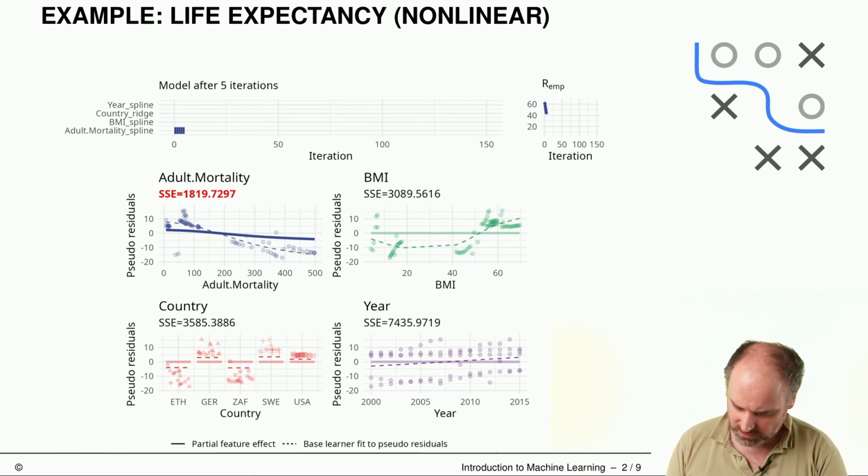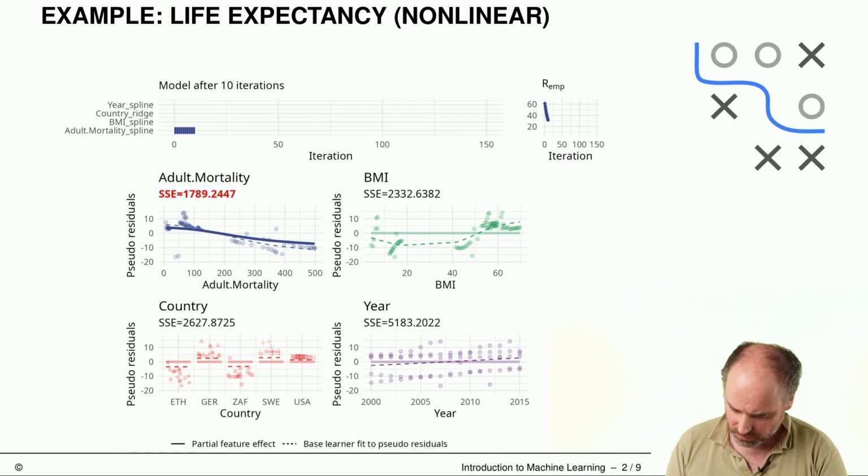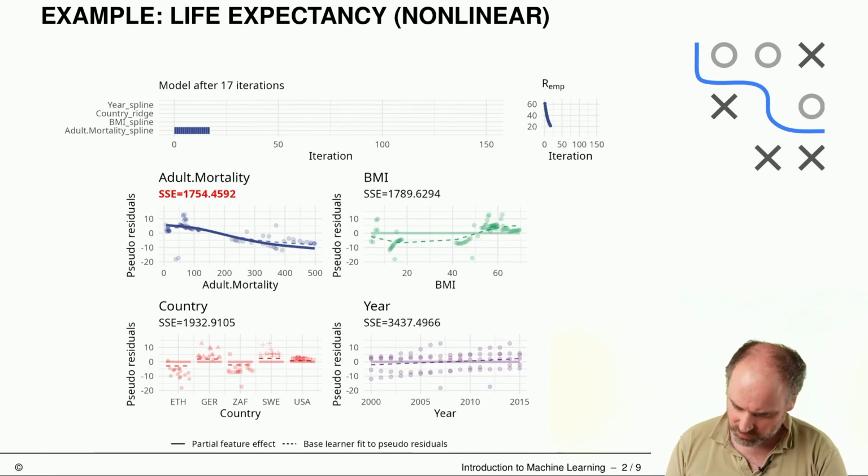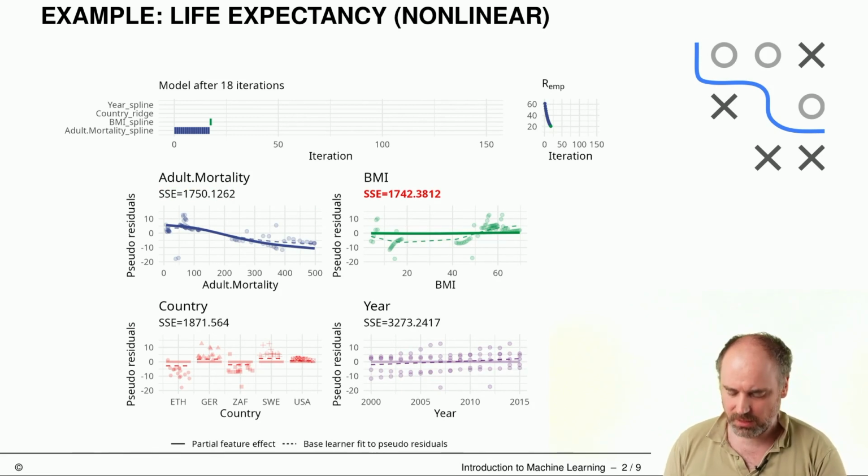You can see how this non-dotted bold line here, which is the current effect of our model, is affected more and more and more. We do this more, we do this more, we do this more. And you can also nicely see now how this adult mortality curve gets closer and closer to the underlying data. At some point, we do not gain anything by adding more partial spline effects to this feature.